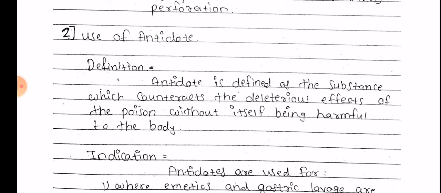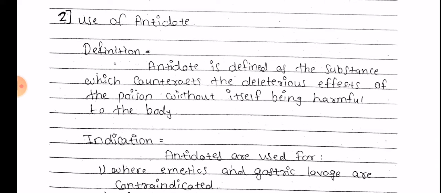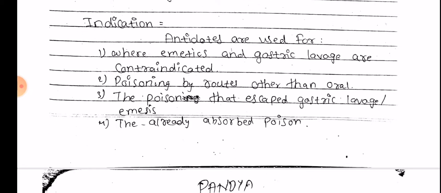The second method in the treatment of poisoning is the use of antidotes. Definition: an antidote is defined as a substance which counteracts the deleterious effects of the poison without itself being harmful to the body. Indication: antidotes are used where emetics and gastric lavage are contraindicated, in poisoning by routes other than oral, in poisoning that escaped gastric lavage and emesis, and for the already absorbed poison.